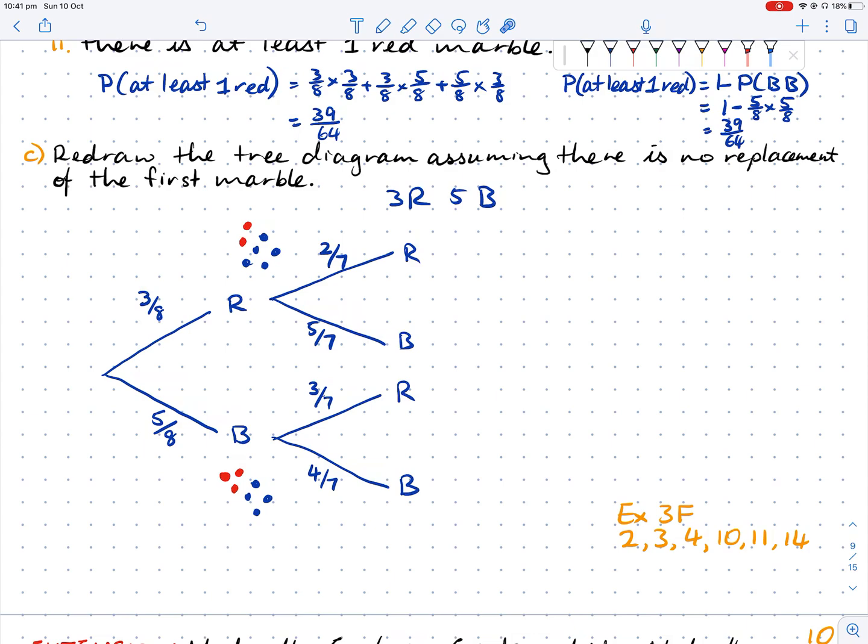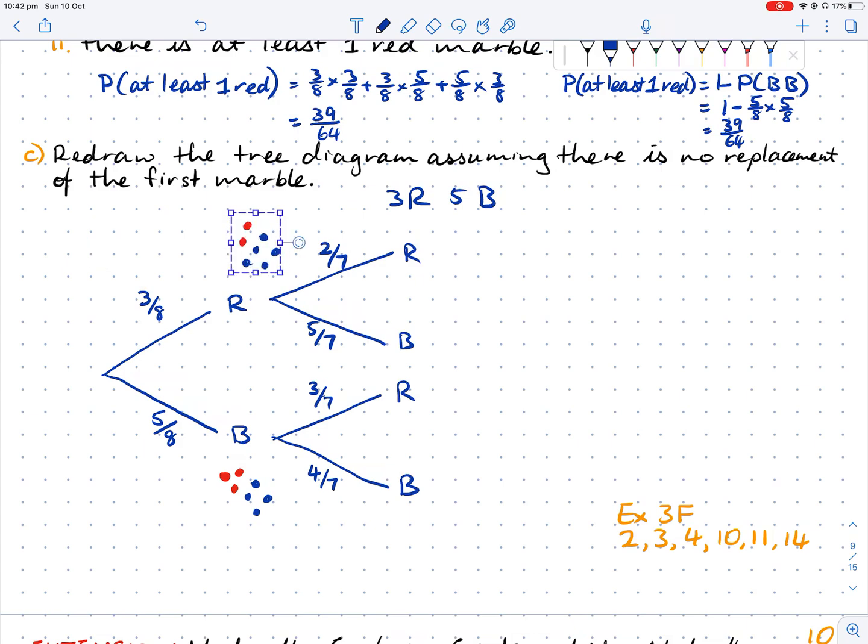So what you can see is when there is no replacement, then when we go from our starting branch to the next branch, the probabilities will actually change. And you'll need to be very careful with what's actually left over. You might want to draw a little diagram, or if you're okay with just writing out your numbers, that's okay too. Rather than drawing those little diagrams, you might want to just write up here, if a red one's taken out, we've got 2 red and 5 blue left, or something like that. Something that's going to help you to remember what you've taken out.